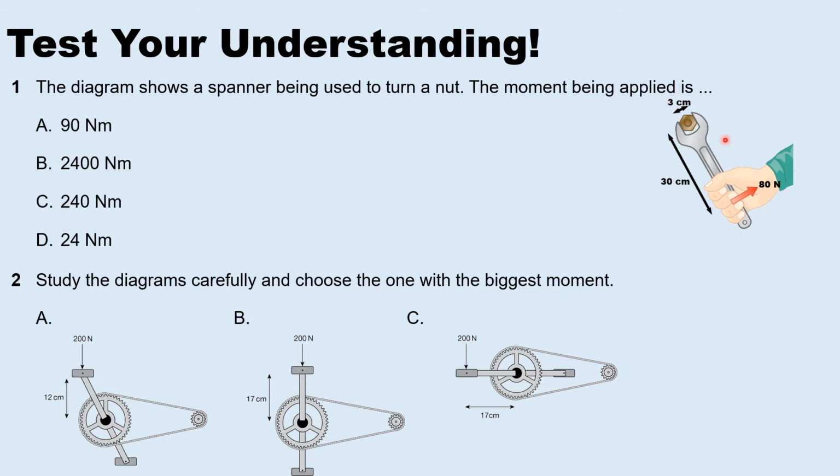So your force would be 80, for example, and your distance would be 30 centimeters. And do that in meters. You need to convert your 30 centimeters into meters. So what would that be? And then you study these diagrams carefully and choose the one with the biggest moment.